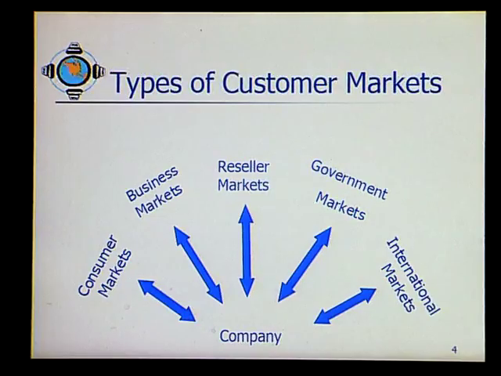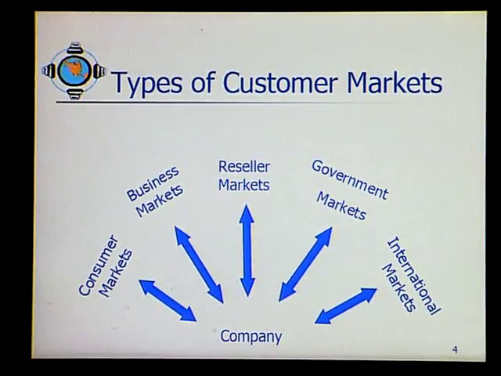There are actually various types of customers. Number 1, consumer markets. Number 2, business markets. Number 3, reseller market. Number 4, government markets. And number 5 is international markets. Consumer markets actually comprise the ultimate consumers who use the product for final consumption.